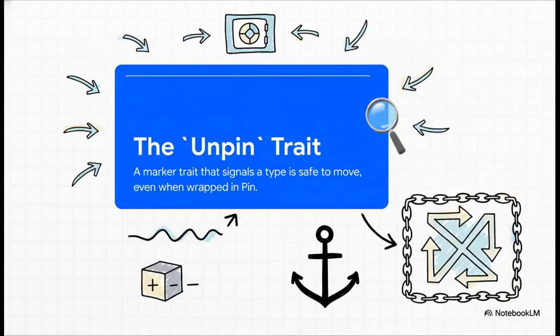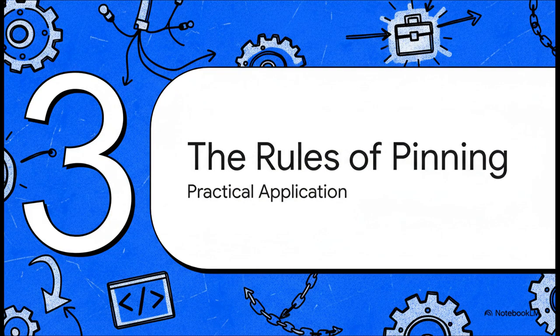Okay, but you might be thinking, hold on. I'm pretty sure I've wrapped a number in Pin before, and I could still move it around. What gives? That is an excellent question. It's because of a special marker trait called Unpin. Most types, like integers or strings, have this Unpin label. It's basically a hall pass that tells the compiler, hey, it's totally cool to move me, I don't have any of those tricky internal pointers. Pin's strict no-move rule only kicks in for types that specifically do not have this Unpin label, like our self-referential futures.